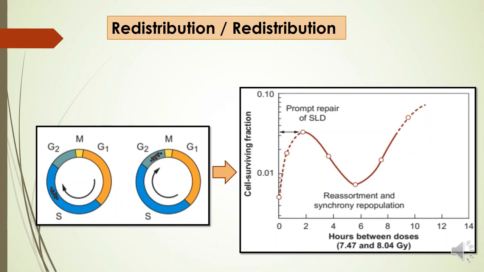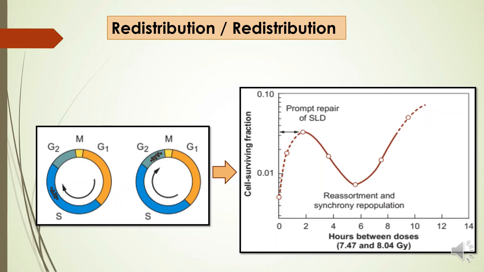Sensitization due to reassortment causes therapeutic gains, an increase in survival duration. The first two-hour interval dose experiment resulted from repair of sublethal damage. If the interval between doses is 6 hours, then resistant cells move to sensitive phases. If the interval is more than 6 hours, then cells will repopulate, resulting in an increase of surviving fraction.